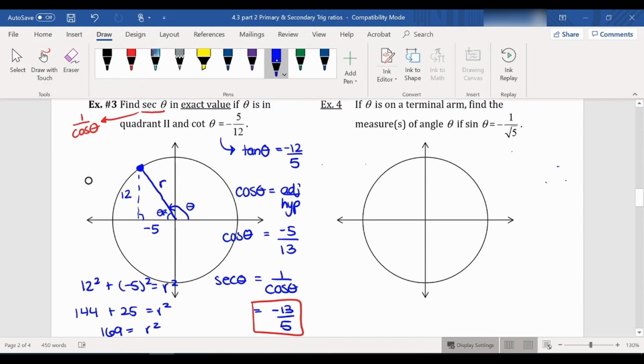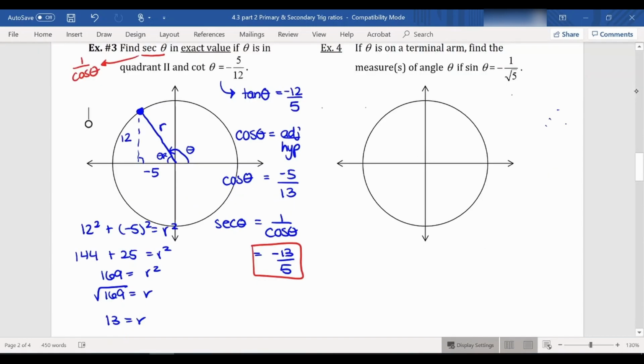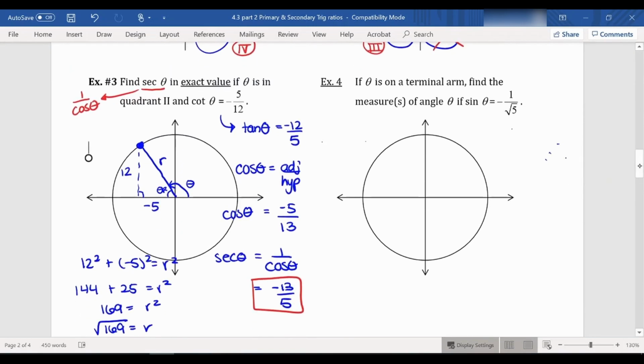The next one is asking us, if theta is on the terminal arm, find the measure of angle theta if sine theta is equal to negative 1 over 5. So we know that sine theta is negative in quadrant 3 and quadrant 4. So we have two terminal arms we need to draw here. One will go here, and one will go here.